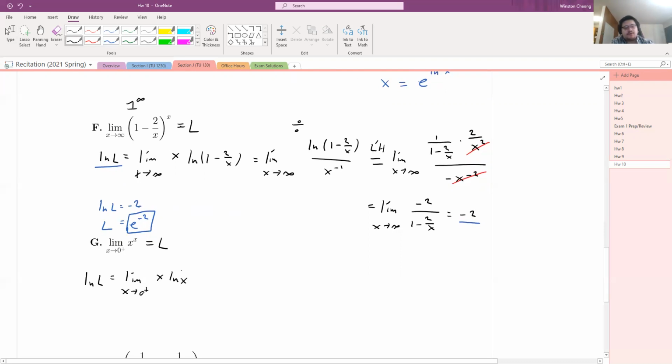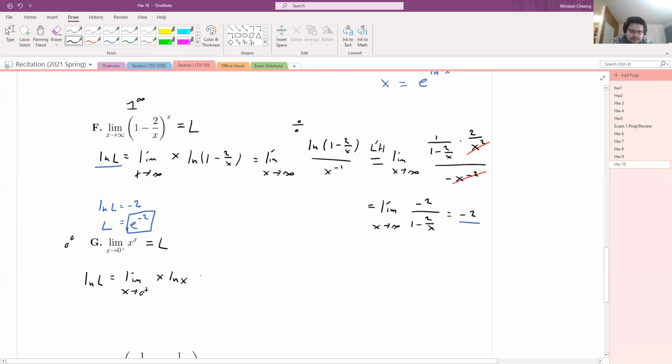Which will give us this. And then if you plug in, maybe we should have plugged in at the beginning. So plugging in at the beginning, we see 0 to the 0. If you take log of that, you're going to get 0 times infinity. So this is an indeterminate form, and this is 0 times infinity.